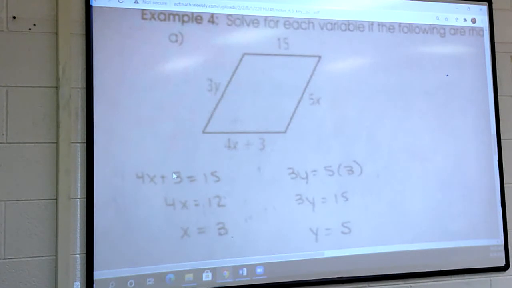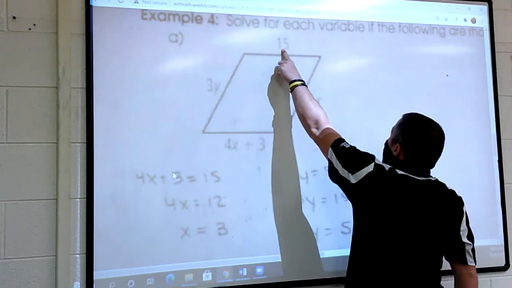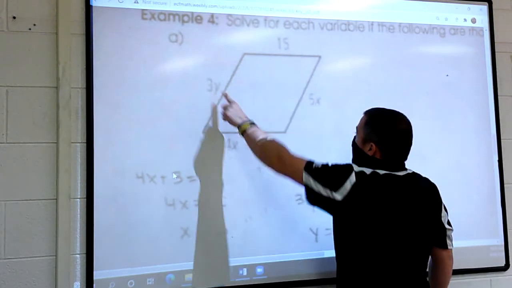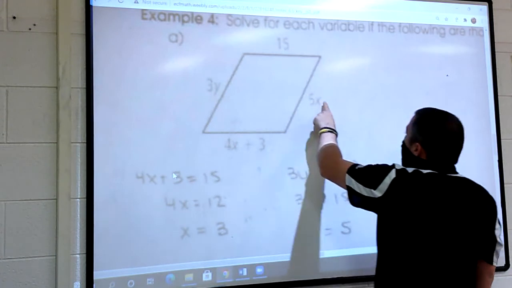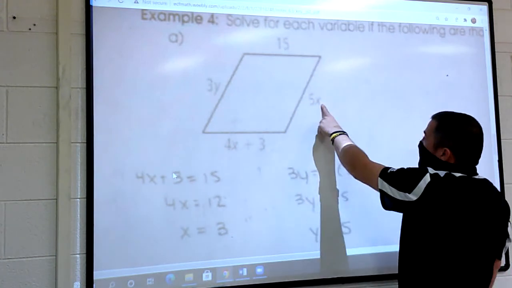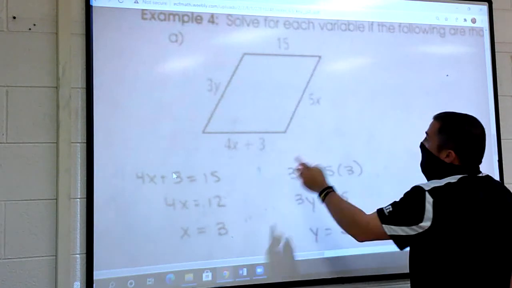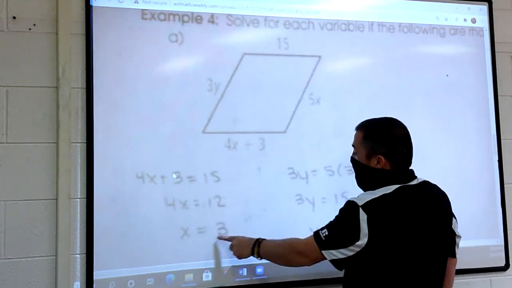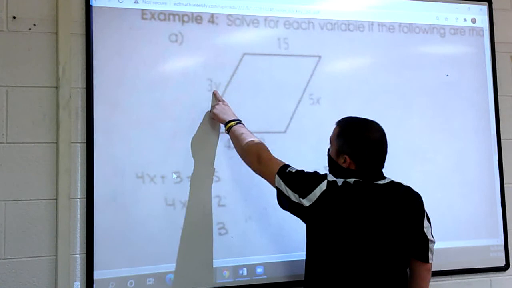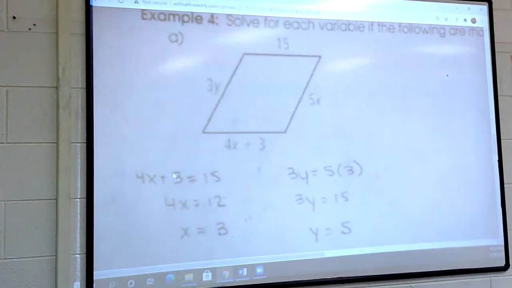If you know already that this side is 15 and this is a rhombus, all of these sides are going to have to equal 15. So if 5x equals 15, you would divide by 5 and get x is 3. That's another way to get it. If this equals 15, you still get x is 3. If this equals 15, you get y is 5. If you know one side, you automatically know all the other sides. So we know that each side has to be 15.